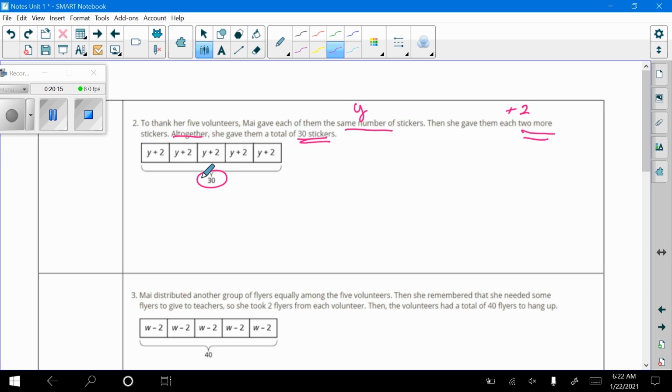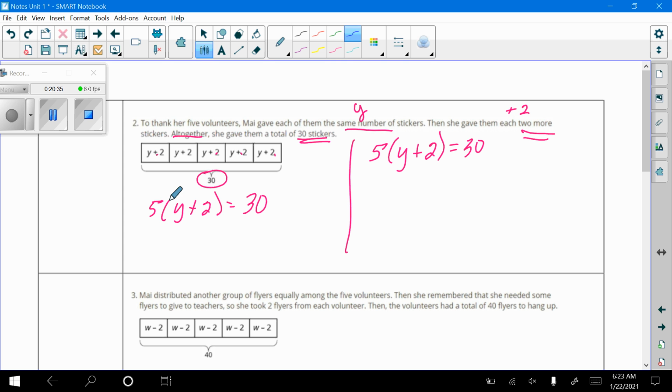Here's your 30. Again, I have 1, 2, 3, 4, 5. So I can do 5 times the quantity y plus 2 equaling 30. Now I'm going to have you write this 2 times because we can do it 2 different ways. 5 times y plus 2. When I see problems that have the 5 up front, this is distributive property. Yes, I can always go 5y plus 10 equals 30. Take away 10. I get 5y equals 20. Divide by 5, y equals 4.